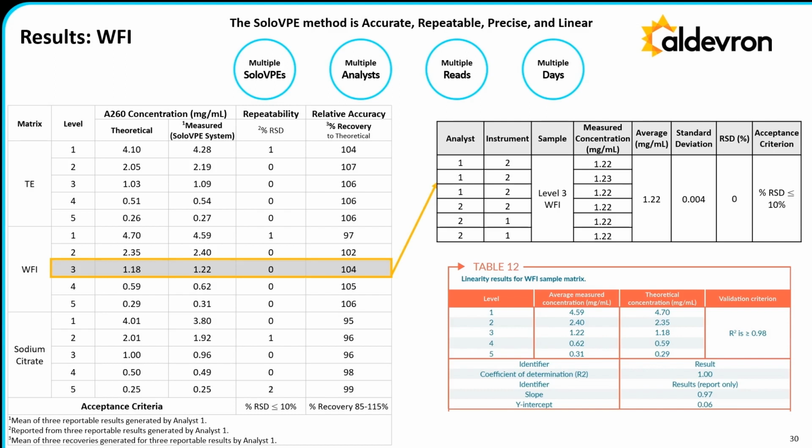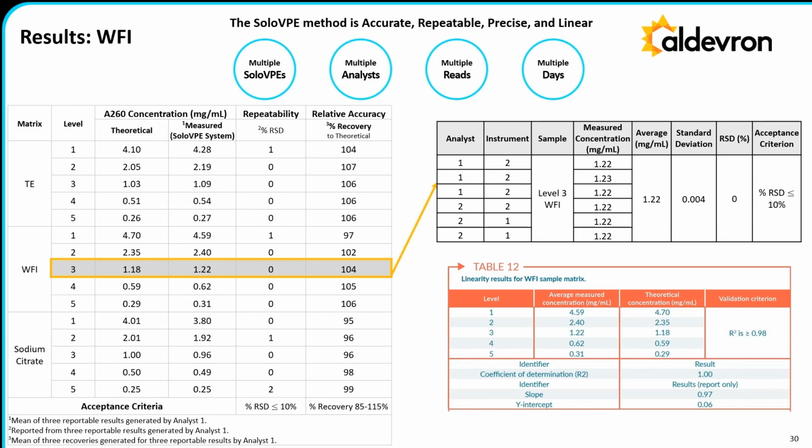If we look specifically at our second matrix, water for injection, a very similar story. RSDs are very good. Relative accuracy recoveries are again well within our validation criteria of 85 to 115%. And if we look at the intermediate precision for level 3 of this particular sample matrix, you can see we've varied day, analyst, and instrument in this case.